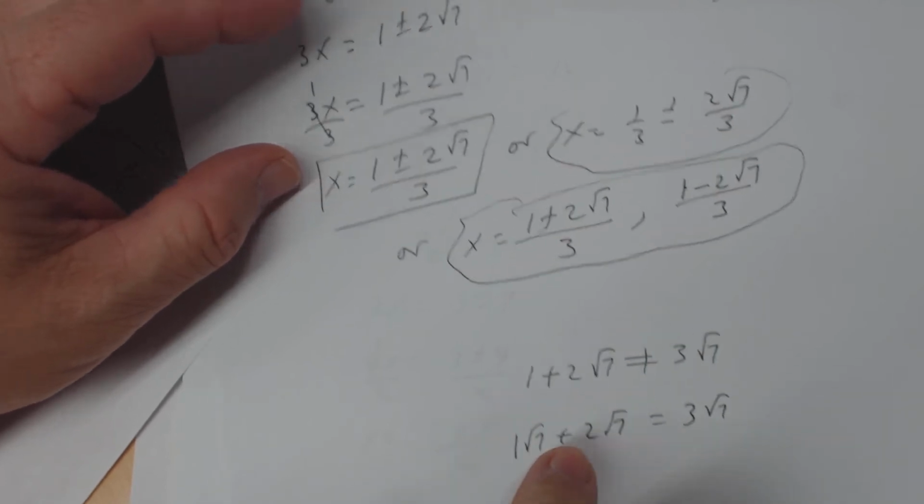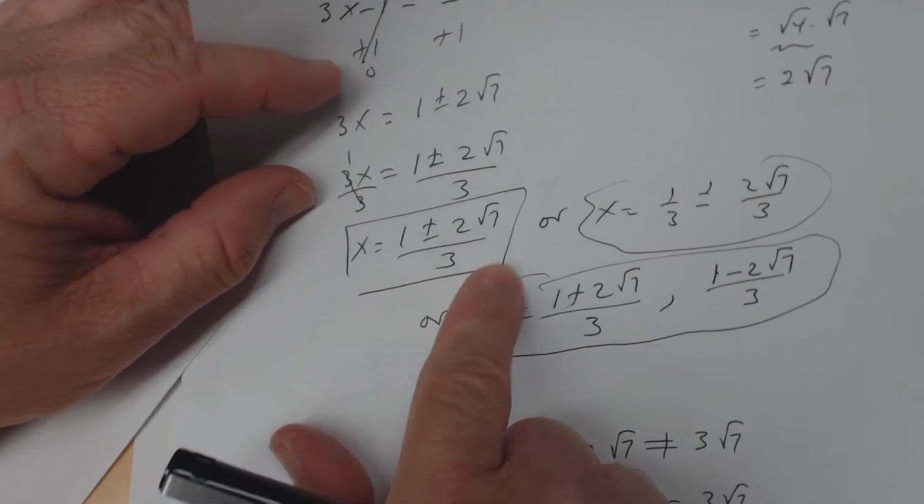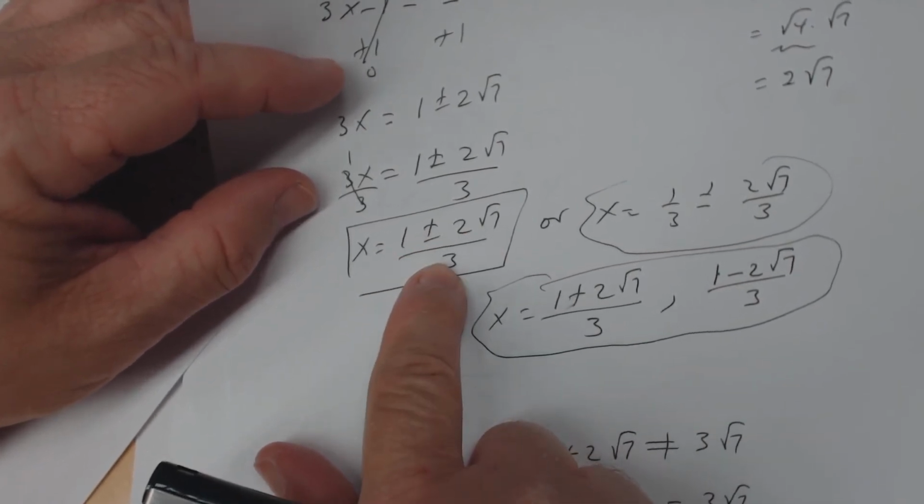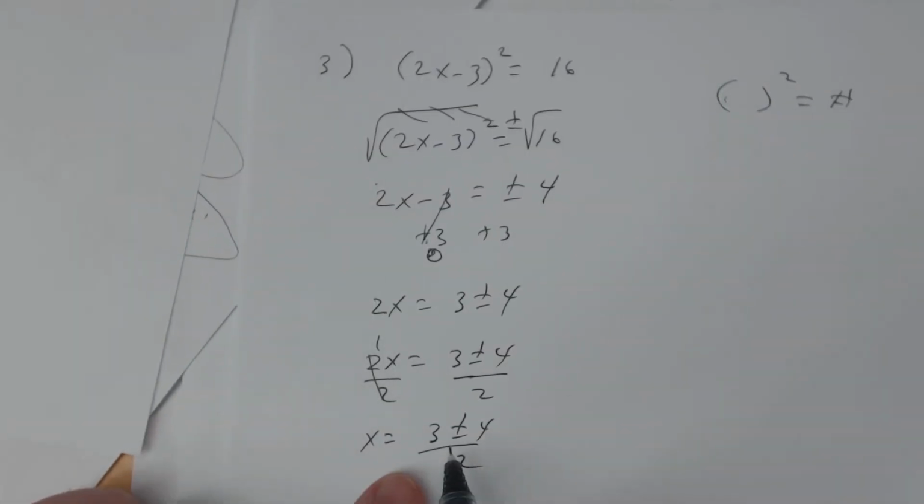So notice the difference. These are not like terms. So you see how it's written? We write it like this. Whereas over here, 3 plus 4 are like terms. You know that 3 plus 4 is 7.